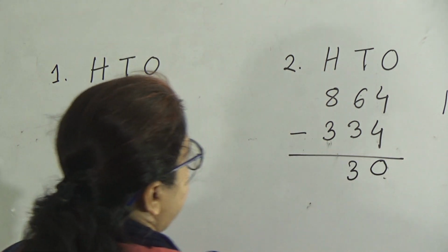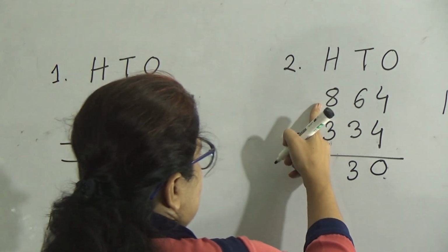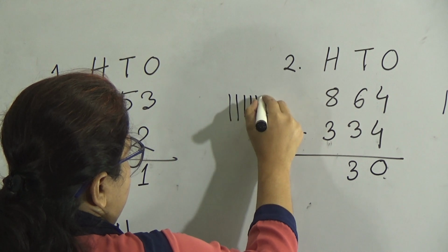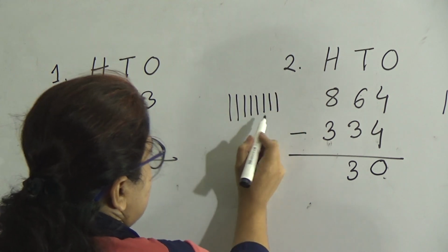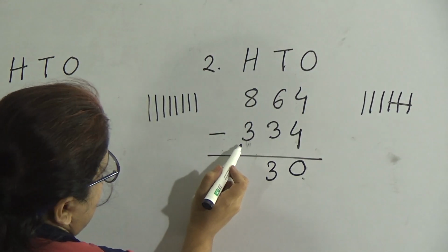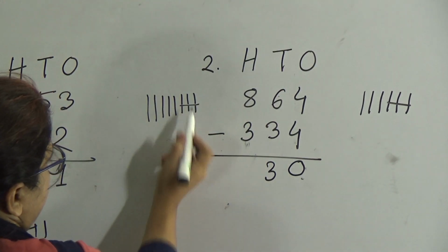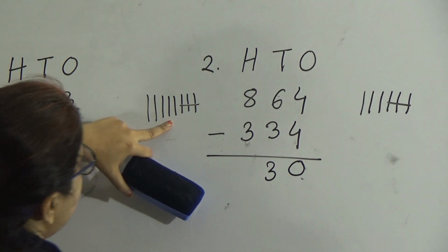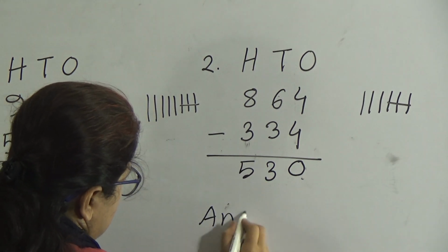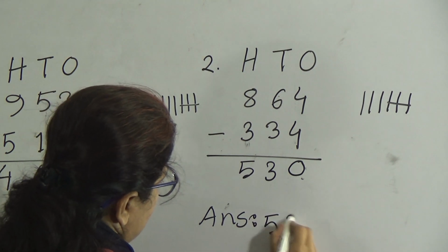Here 3. Hundreds place, here are 8. 1, 2, 3, 4, 5, 6, 7, 8. Our 8 sticks. And we take away 3 sticks. 1, 2, 3. How many sticks do we have left? Yes, 5 sticks we have left. And our answer is 530.